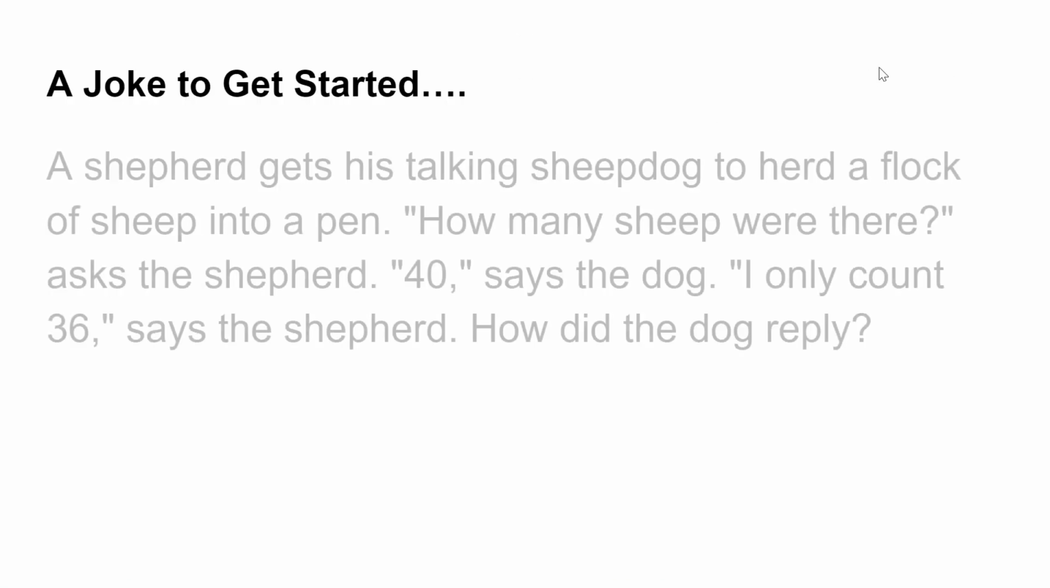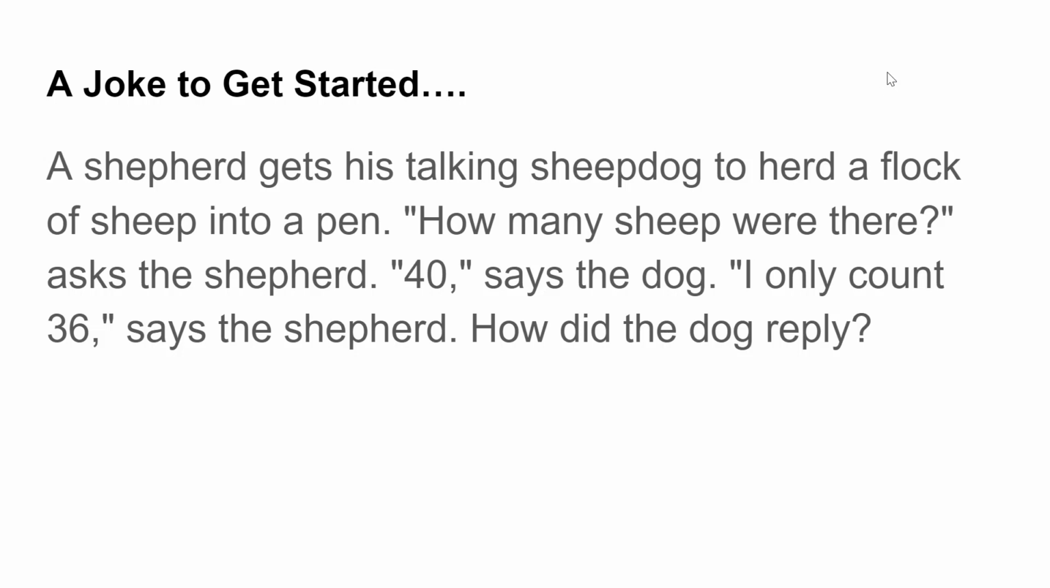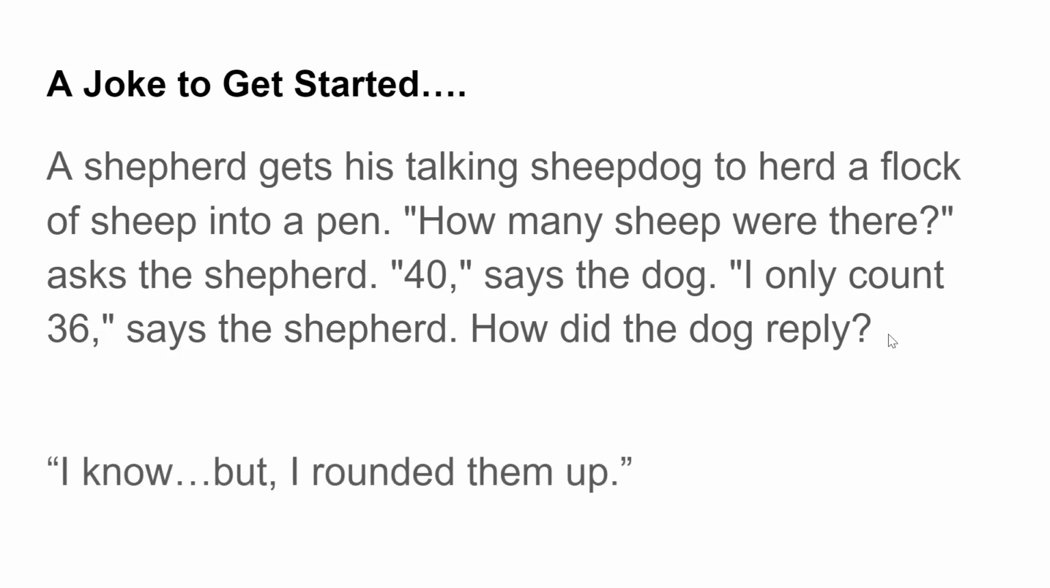But before we get started, let's have a joke. A shepherd gets his talking sheepdog to herd a flock of sheep into a pen. "How many sheep were there?" asks the shepherd. "40," says the dog. "I only count 36," says the shepherd. How did the dog reply? "I know, but I rounded them up."